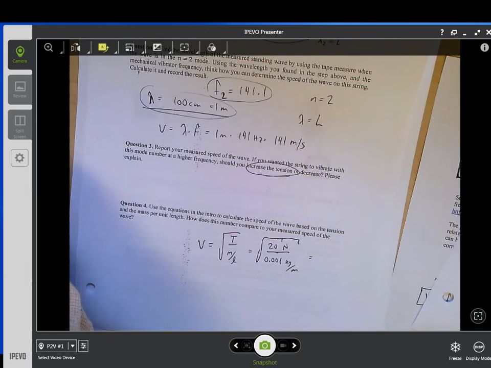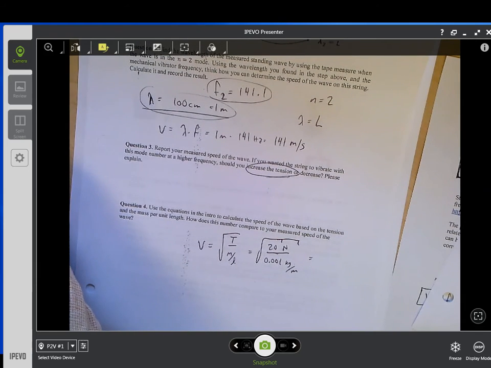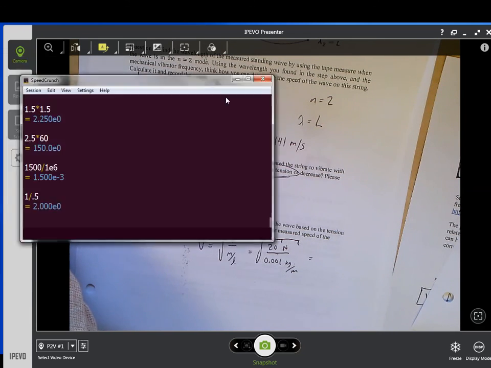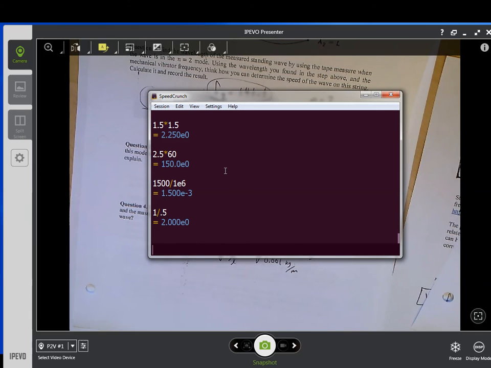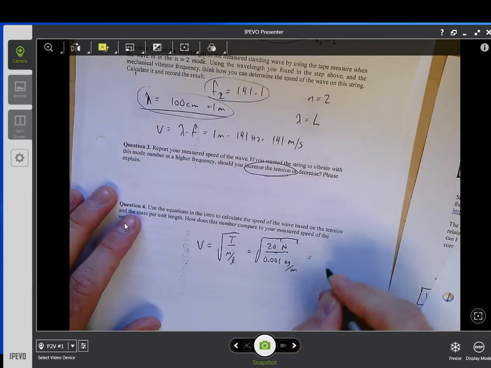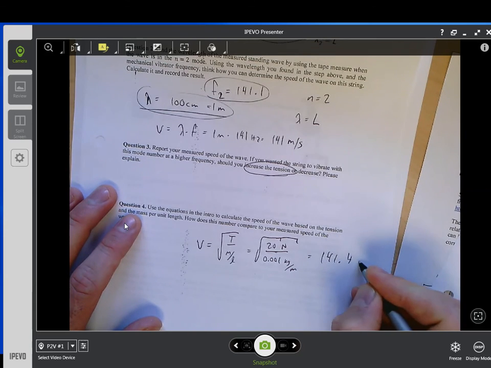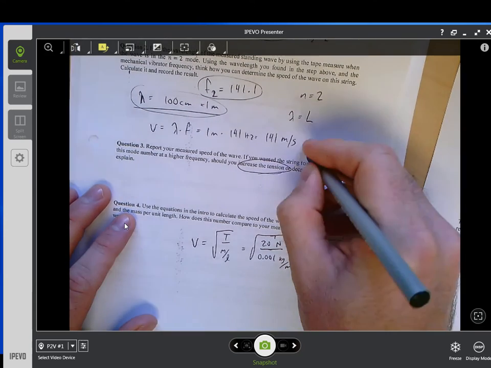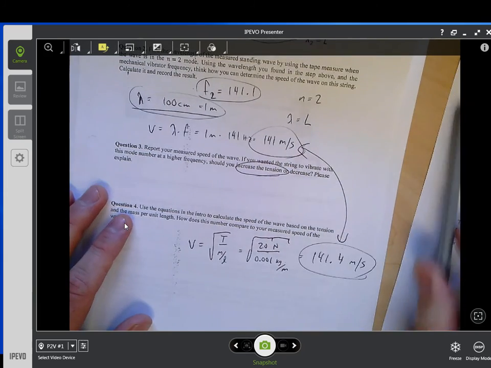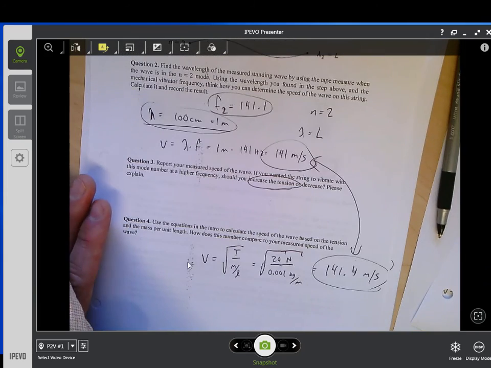And when I plug all those in together, I'm going to take out my calculator. When I use my calculator here, it's the square root of 20 divided by 0.001, and I get 141.4. So I have 141.4, and that's meters per second. And this number here is connecting to the number that we figured out in the activity. So if you're understanding how to calculate the speed of a wave and how to use wavelength and frequency in order to estimate the speed of your wave, then you're on the right track.